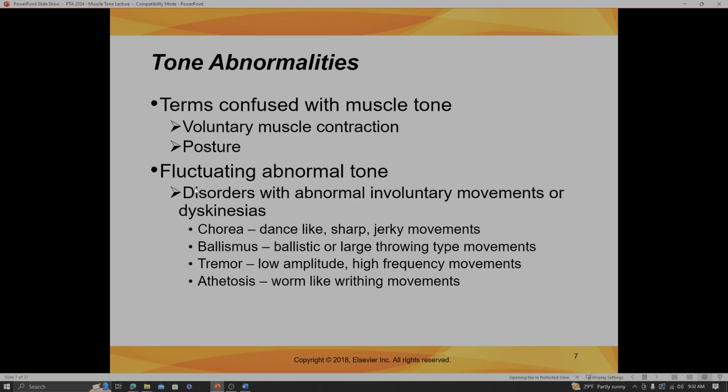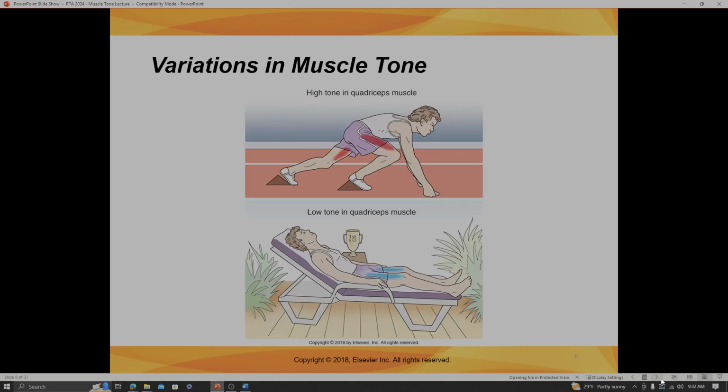Fluctuating muscle tone. So please know these involuntary movements or dyskinesias. These are going to be asked of you. I've seen these on a lot of board questions. So by definition, understand the difference in presentation between a chorea, which is a dance-like, sharp, jerky movement, or a tremor, right, versus ballismus or athetosis. So commit these to memory because the board really likes these on their examinations.